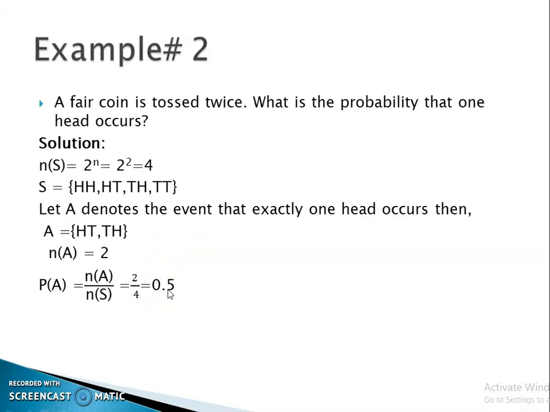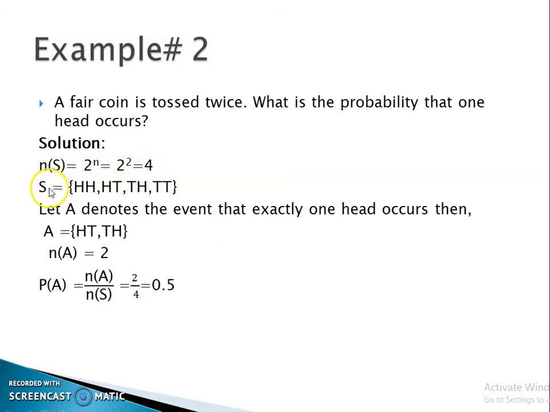Example number 2. A fair coin is tossed twice. What is the probability that one head occurs? When 2 coins are tossed, the formula for getting number of sampling points in the sample space is 2 raised to power n, which is equal to 2 power 2. N denotes the number of tosses or number of coins, and base 2 denotes the number of faces, the 2 faces of the coin. 2 raised to power 2 equal to 4.